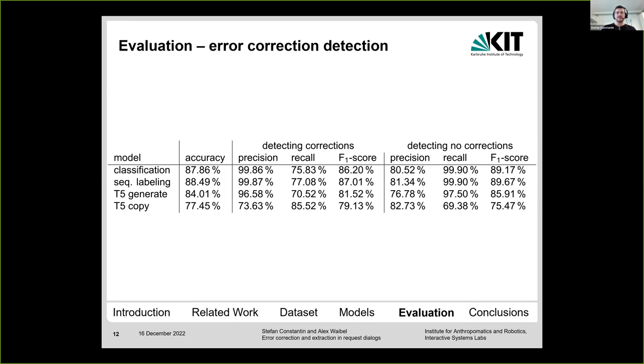The sequence classification approach was only slightly worse. The T5 generate approach is a little worse, and the T5 copy model is a worse model, and it does not have the property to prefer not detecting a correction, which you can see on the recall value of detecting no corrections and the precision of detecting corrections.